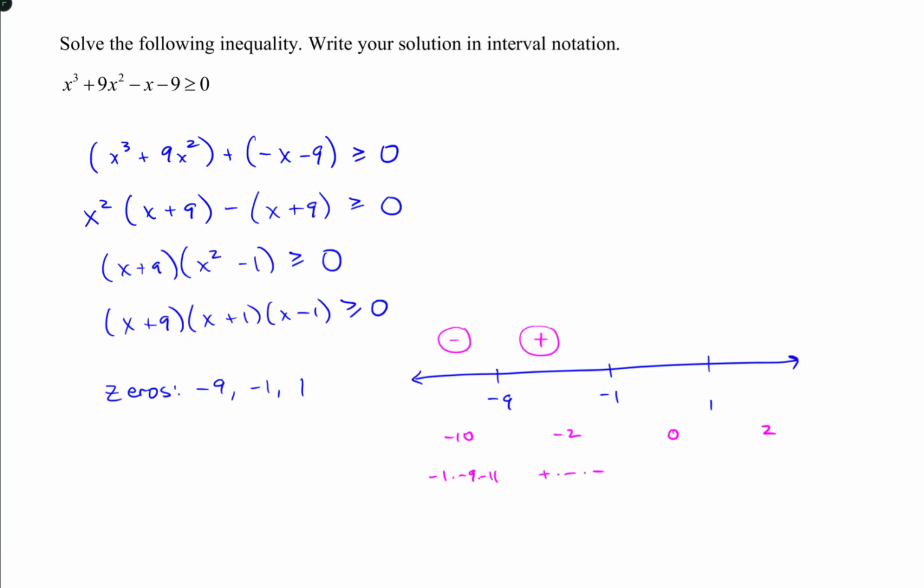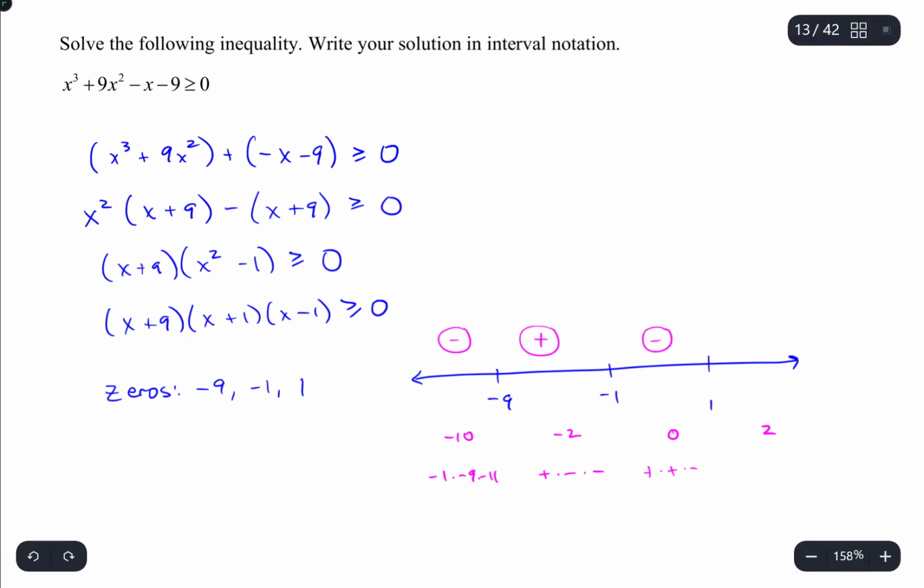If I plug in 0, this would be 0 plus 9, which is a positive number, 0 plus 1, which is also a positive number, and 0 minus 1, which is a negative number. So everything in that interval will be negative. And if I put 2 in here, 2 plus 9 is 11, so that's a positive number. 2 plus 1 is 3, which is positive, and 2 minus 1 is also positive. So everything on that interval is positive.